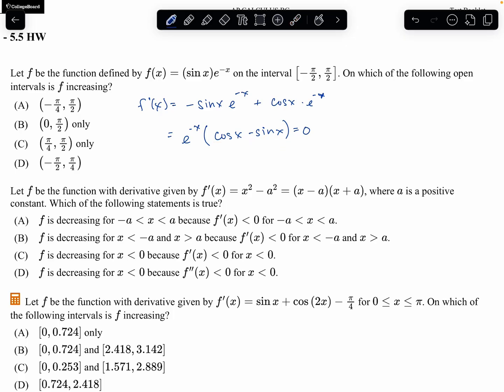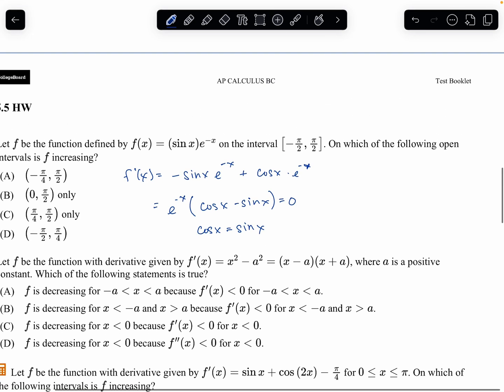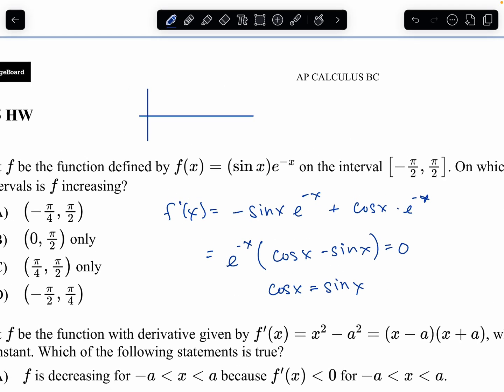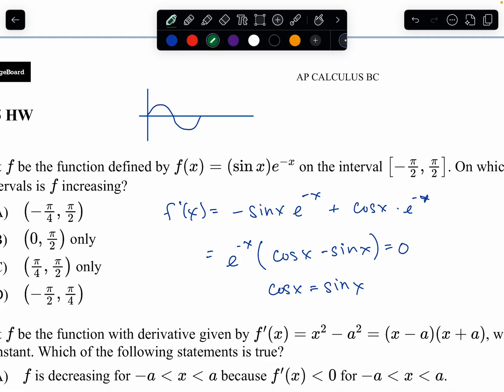So when will cosine of x minus sine of x equal 0? That's going to be when cosine of x equals sine of x. So when do cosine of x and sine of x equal each other? There's a couple different ways you can think about it. If you think about the graphs of sine of x and cosine of x, you can think about sine of x, which goes like this, right? Which will go like that right there. Then you can think about cosine of x, which starts at the top. Okay, it's going to cross, then it's going to go right here, and then it's going to go right here.